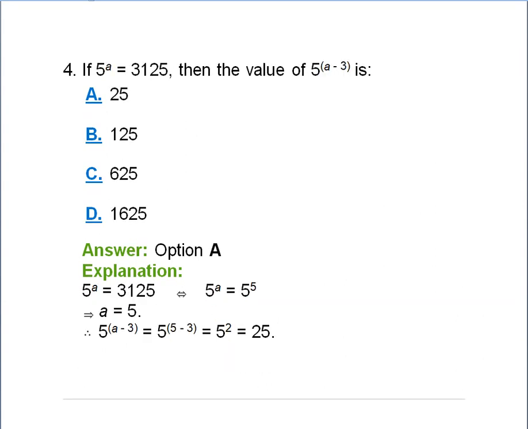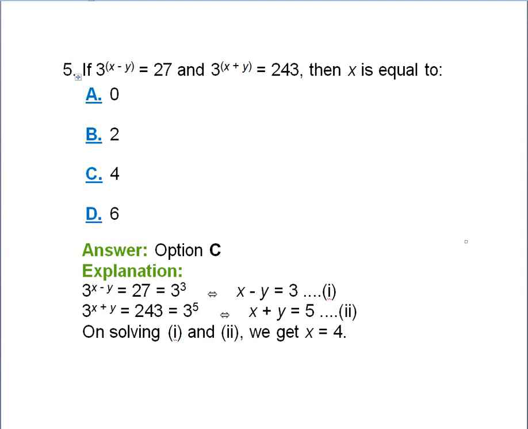If 5 raised to the power a equals 3125, what is the value of 5 raised to the power a minus 3? So 5 raised to the power a is 3125, and 3125 can be written as 5 raised to the power 5. So the bases are the same, we can compare the powers. a equals 5. Now 5 raised to the power a minus 3, so we'll put the value of a here, that is 5. That means 5 raised to the power 2, which is 25. So the value of 5 raised to the power a minus 3 is 25, option A.